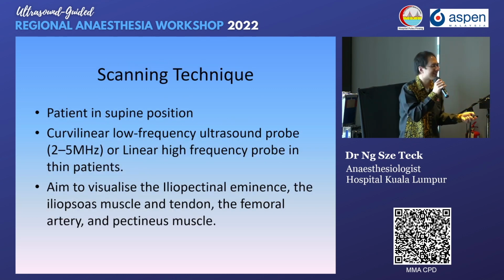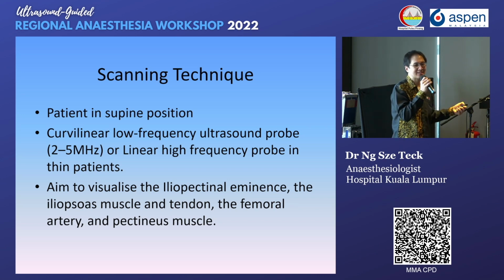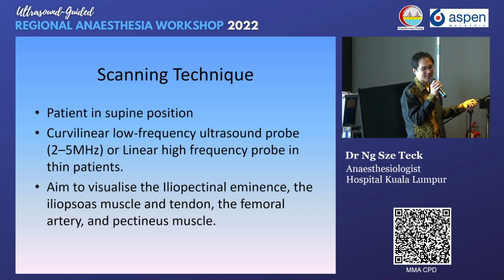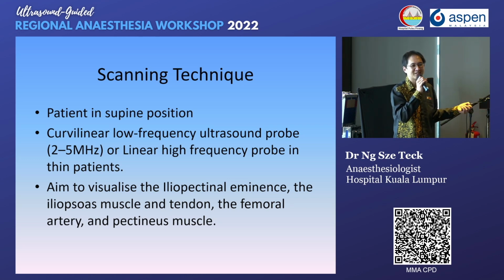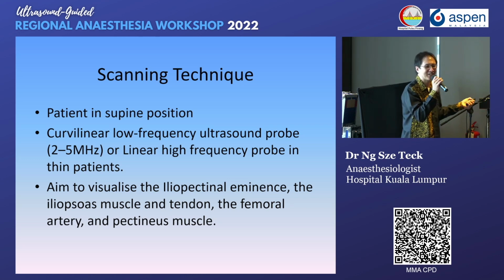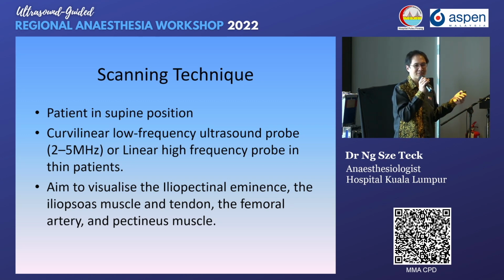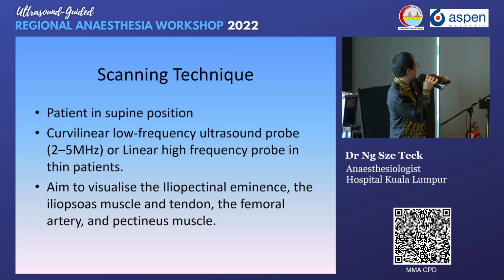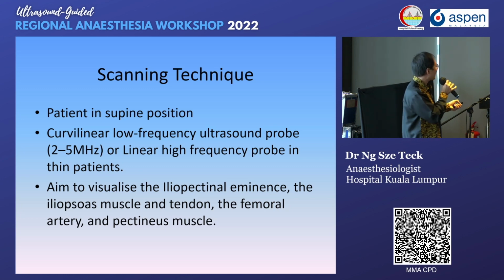Okay, so how do we scan this area? Because it's inside the pelvis, it's a deep structure. Unless your patient is very thin, muscle wasted, then you can use a linear probe, high frequency, because a high frequency linear probe doesn't penetrate well into tissue. So for a normal patient, you need a low frequency ultrasound probe, 2 to 5 hertz. You place it to visualize the iliopectineal eminence, the psoas muscle tendon, the femoral artery, and the pectineus muscle. All right. So how do you get that?